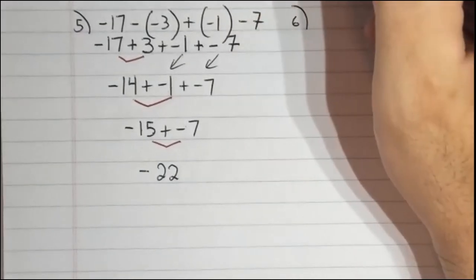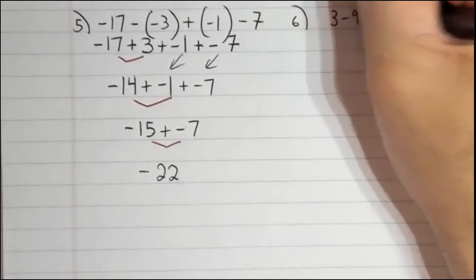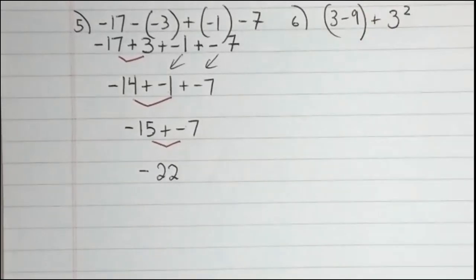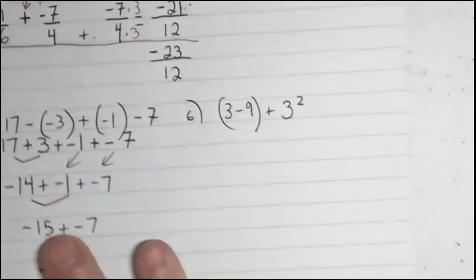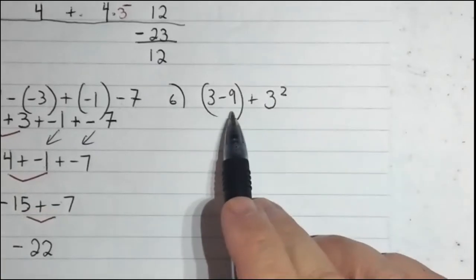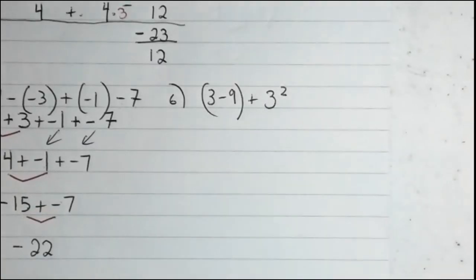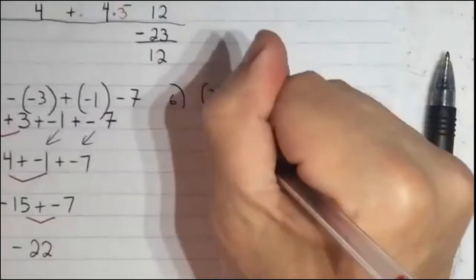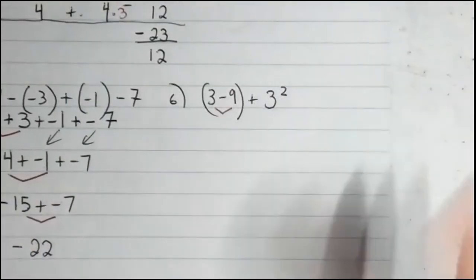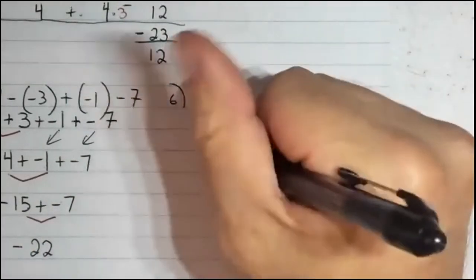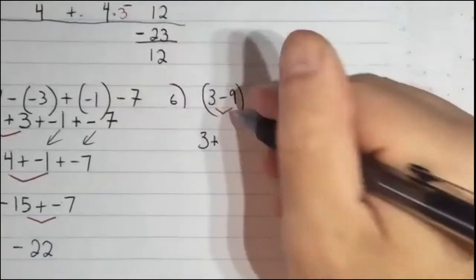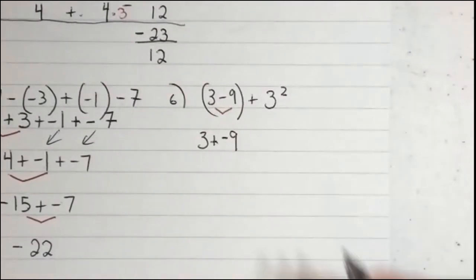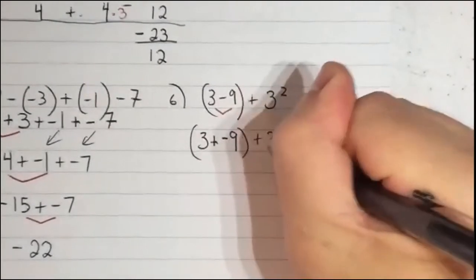A couple more dealing with order of operations. All right, let's be careful here. Oops, let me move it so you guys can see it. 3 minus 9 plus 3 squared. Always, the first thing we do in order of operations is parentheses. We don't subtract anymore. We don't do 3 take away 9. What we do is we take 3 and we add the opposite of 9, which in this case would be a negative 9.